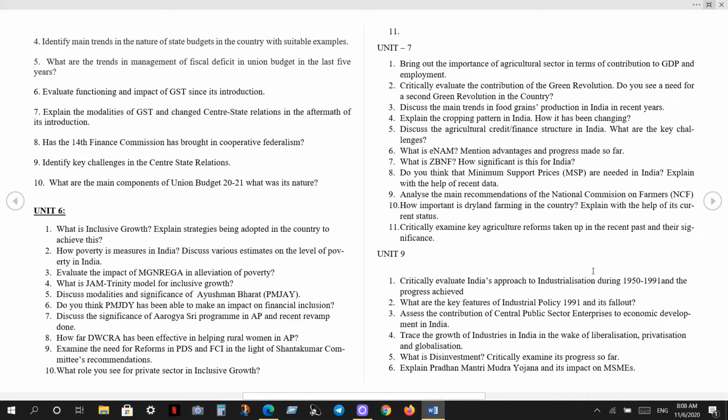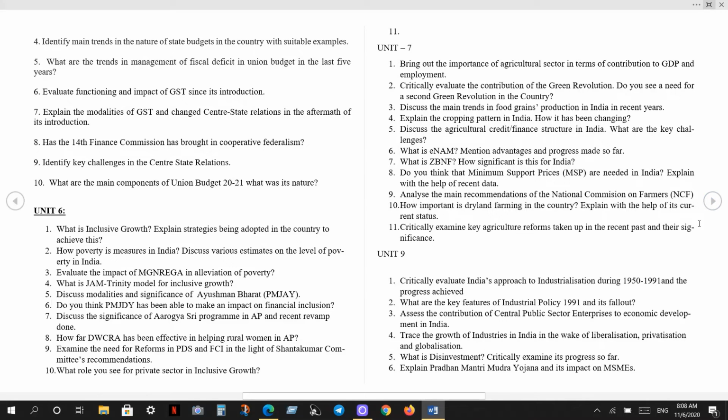Then industries: the approach to industrialization before 1991, that means the pre-liberalization era, the 1991 industrial policy, and the stock questions on CPSEs, Central Public Sector Enterprises. Trace the growth of industries in the wake of liberalization, privatization, globalization, LPG. What is disinvestment, and whether it has been successful or not. Air India, people are still struggling to sell it, right?